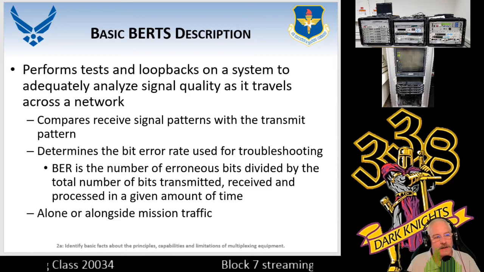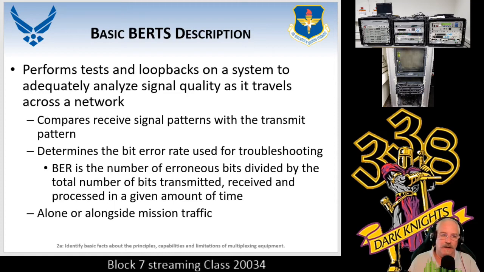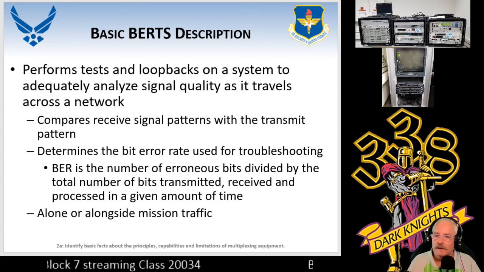This is what it does. You can see that it performs tests and loopbacks on a system to adequately analyze signal quality as it travels across the network, alone or alongside the mission traffic. What does that mean? It means you can check all those signals and figure out if you've got errors in the mission data stream.